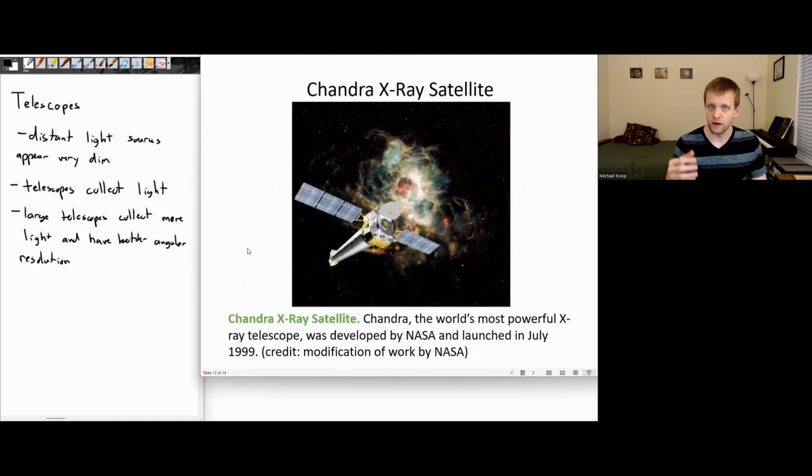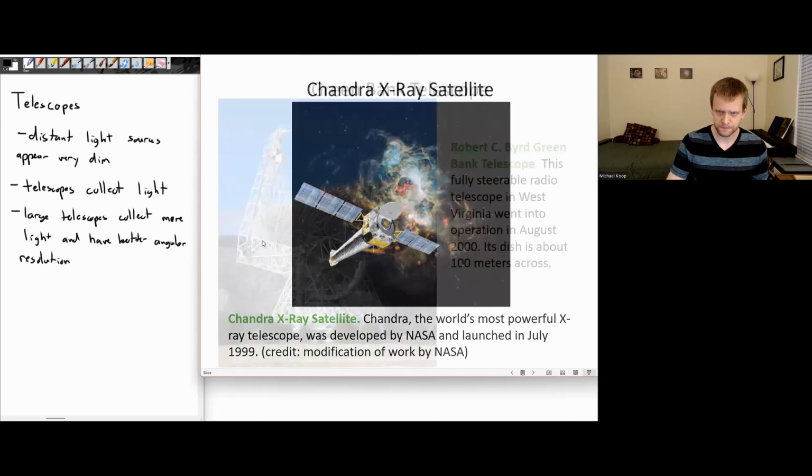As I mentioned, a lot of these other regions of the spectrum, we have to put satellites in orbit to make those measurements. So this is an artist's conception of the Chandra X-ray satellite, which has been operating since 1999. And again, it looks at different parts of the electromagnetic spectrum, looking for different sorts of signals that tell us different things about those kinds of physical systems.